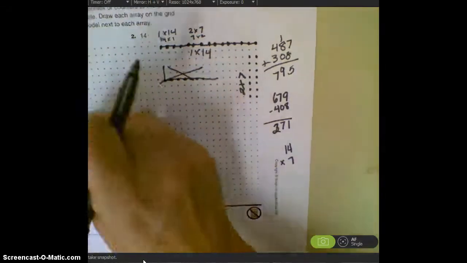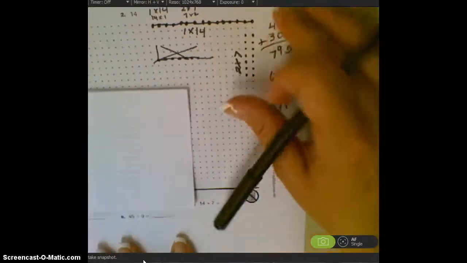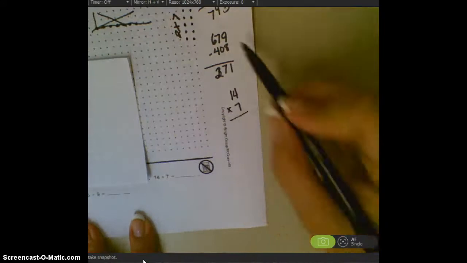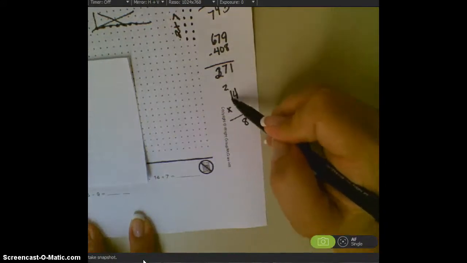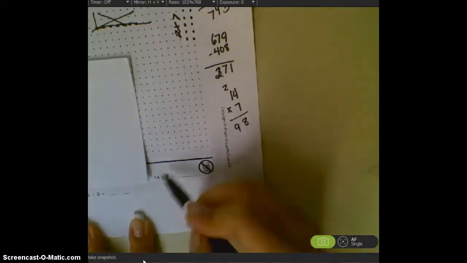And then we've got 14 times 7. Just going to cover some of these up as we work so we know where we are. 14 times 7. I'm doing off to the side. And I've got 7 times 4 is 28. 8 and carry the 2. 7 times 1 is 7 plus 2 more is 9. So 98 for that one.